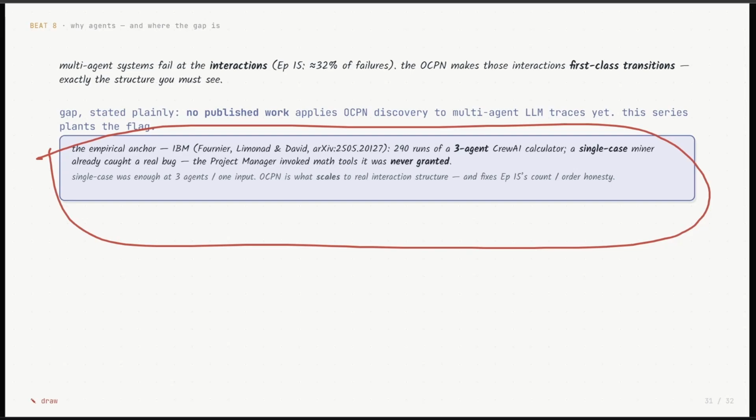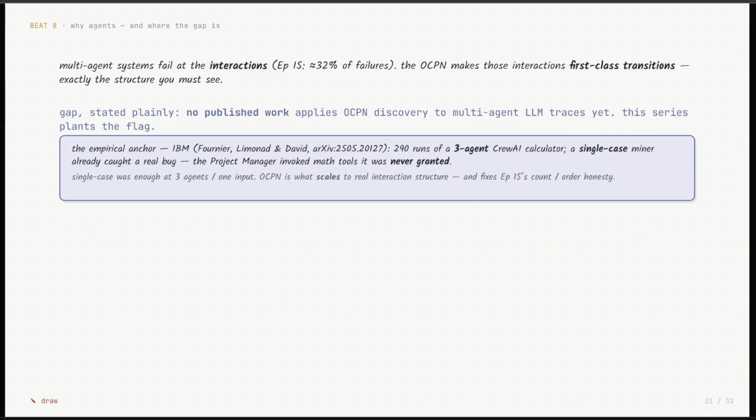And one thing that happened is that the empirical anchor, so this is a paper that we have spoken about in previous episodes, is that we had 290 runs of 3 agents coming from CoreAI. A single case miner already caught a real bug. The project invoked math tools. It was never granted, so it didn't have the grant to get access to the math tools. So here, single case was enough at 3 agents, and we had 1 input, but object-centric Petri nets is what is gonna be needed to scale to real interaction structure.